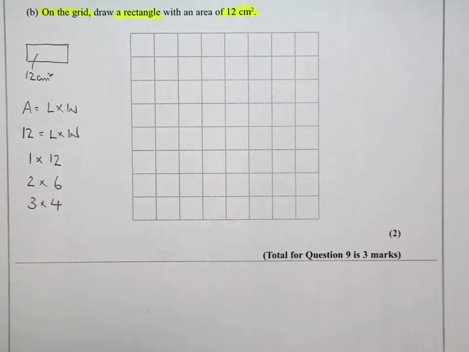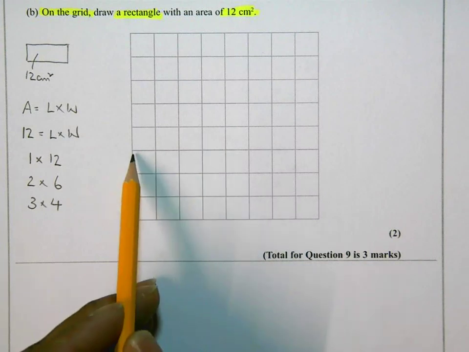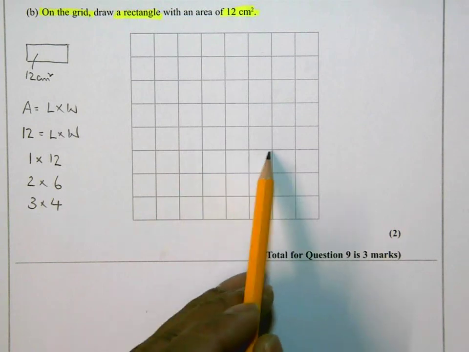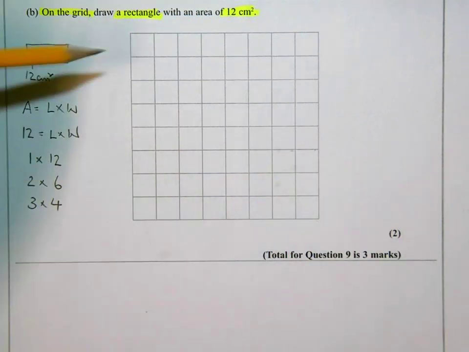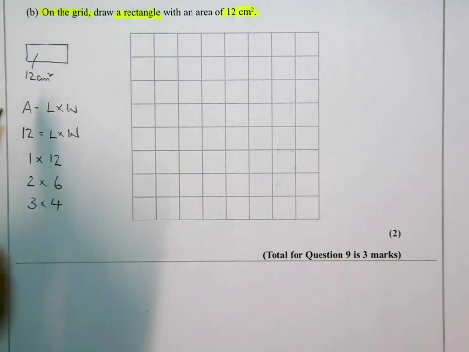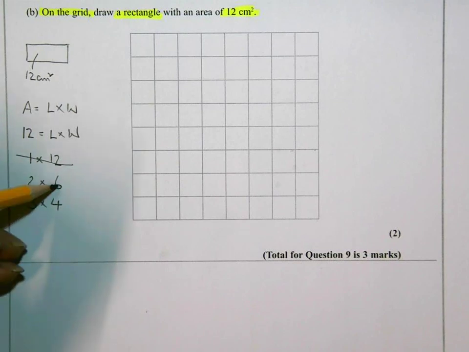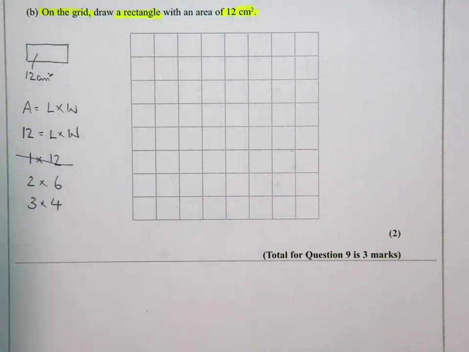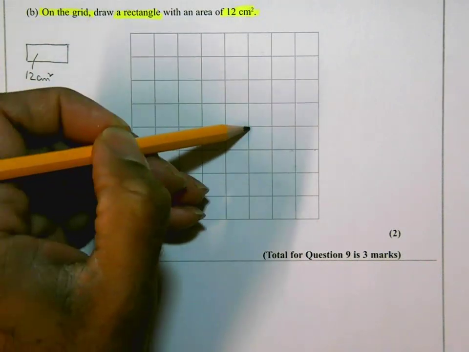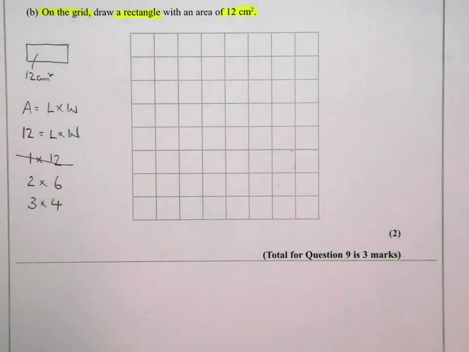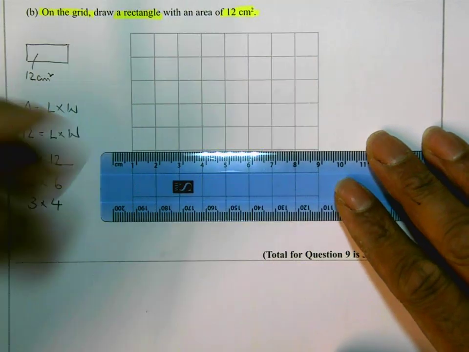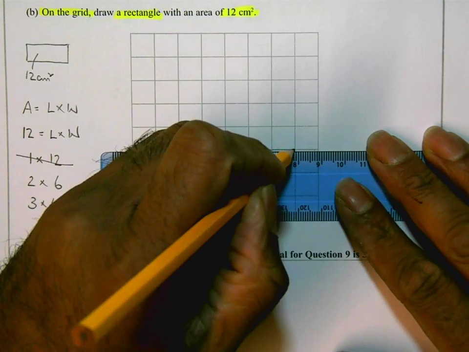Now, let me just check and see if there are 12 squares going all the way across. 1, 2, 3, 4, 5, 6, 7, 8. Can't do that. So I can't actually do this one, but I could do a 2 by 6 rectangle. So 2 and go all the way across. 1, 2, 3, 4, 5, 6. I could draw that, or I could draw a 3 by 4 rectangle. I'm going to do a 2 by 6. Either of these will get you the full marks in this.